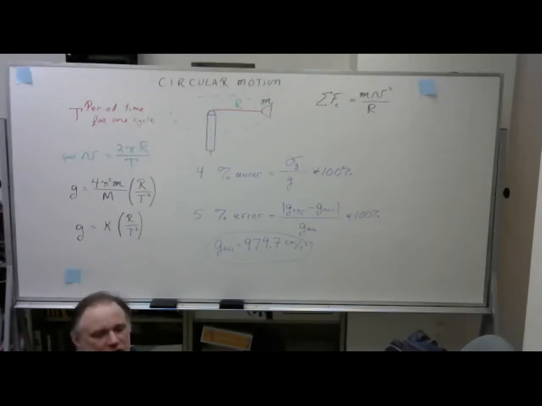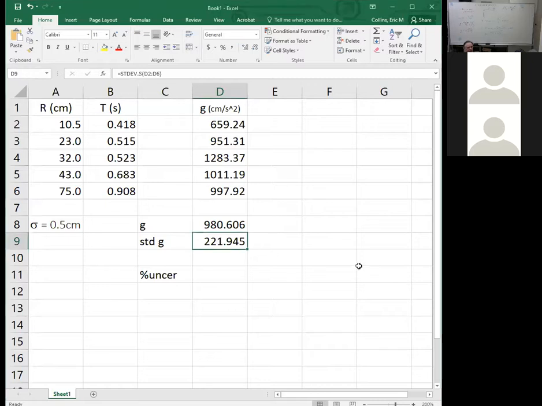No. Sigma G is whatever Excel gives you for sigma G. So if I look at my sigma G, we're actually calculating the standard deviation. We're not estimating it. My sigma G is 221.9. That's my sigma G.